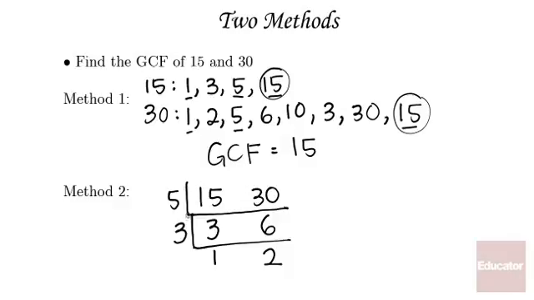Now I'm going to take all the numbers that I have on the side. So 5 and 3, I'm going to circle them, and I'm going to multiply them out. So it's going to be 5 times 3. My answer is 15. Therefore, my GCF is 15.